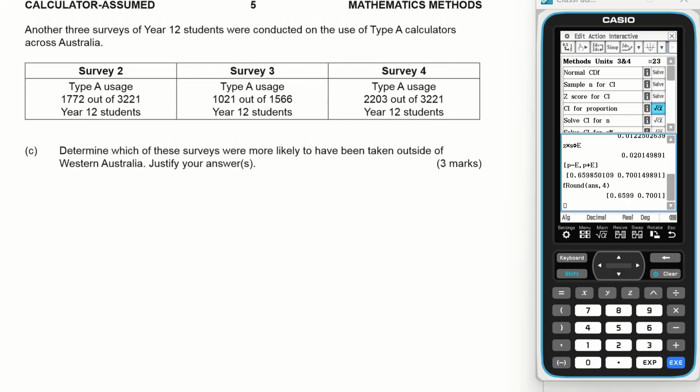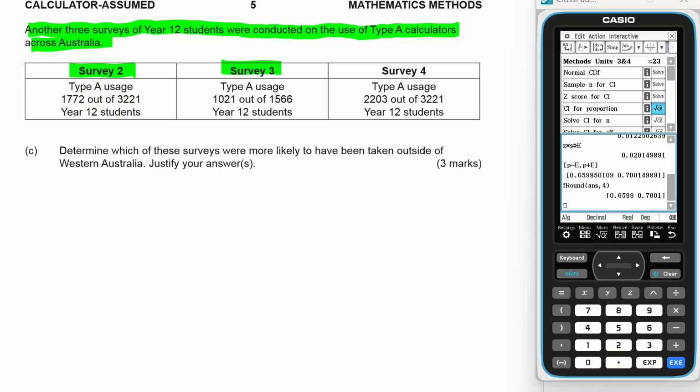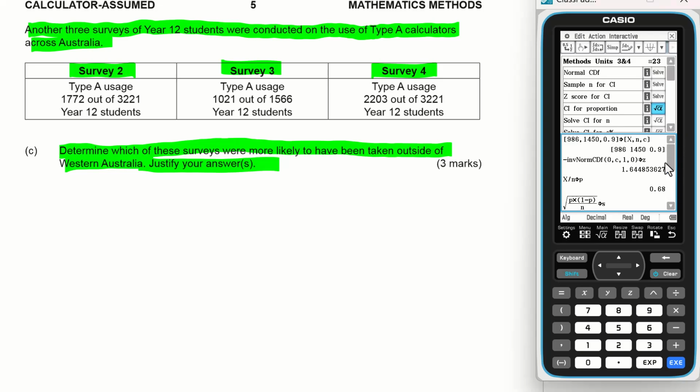So, another 3 surveys of Year 12 students were conducted on the use of Type A calculators across Australia. So we've got Survey 2, Survey 3 and Survey 4. Determine which of these surveys were more likely to have been taken outside of Western Australia. Justify your answers. Well, what we can do is we can produce another 3 90% confidence intervals just using the activity as we did before.